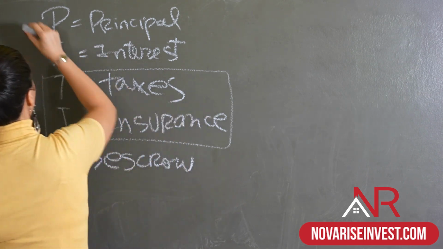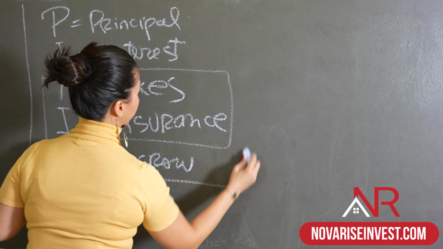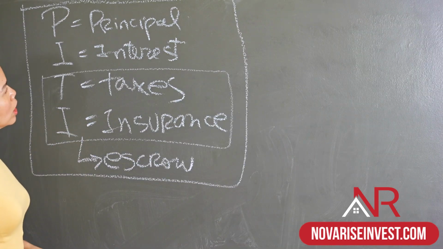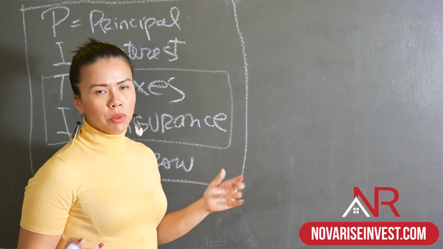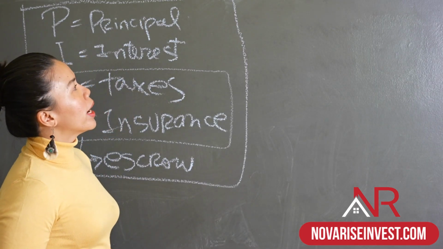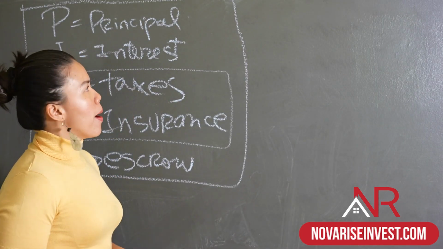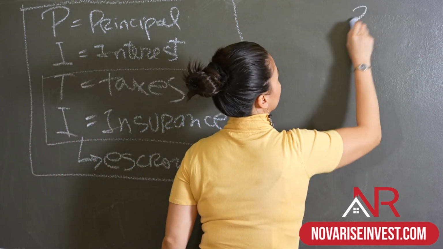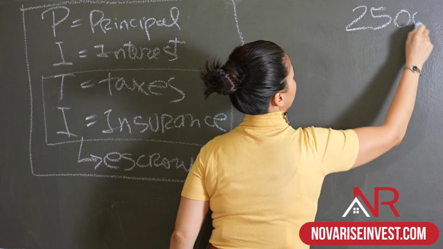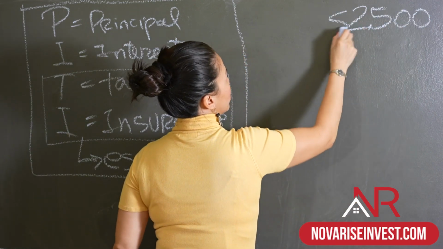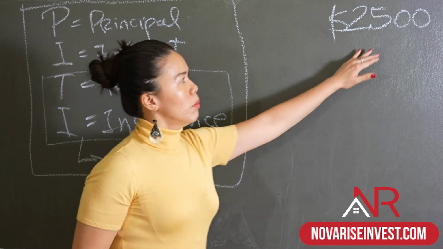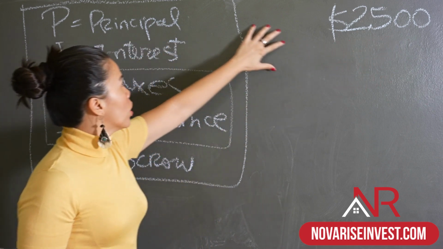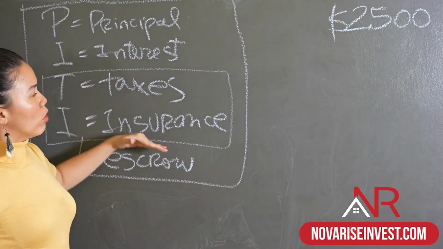But then when you add all 4 of these together, this is what makes up your mortgage payment, okay? So let's look at a hypothetical example right here. Let's assume that you have a mortgage payment of $2,500 on a monthly basis. So we're going to write $2,500 right here. Out of this $2,500 that you pay monthly, how much of this goes into each one of these 4 categories?